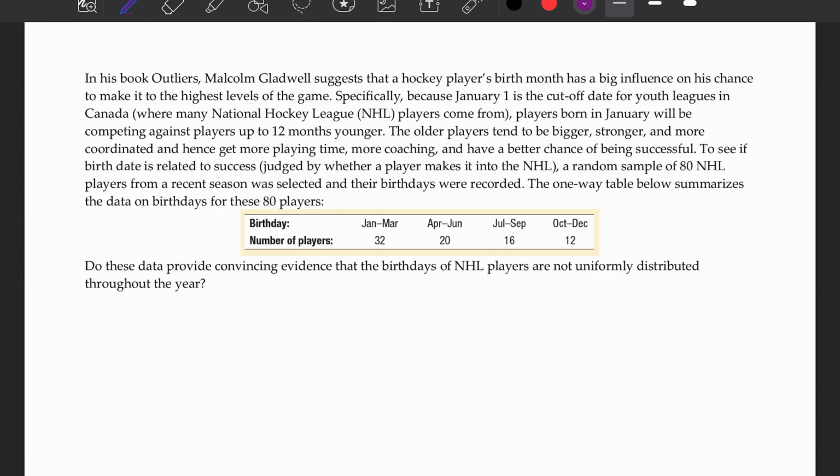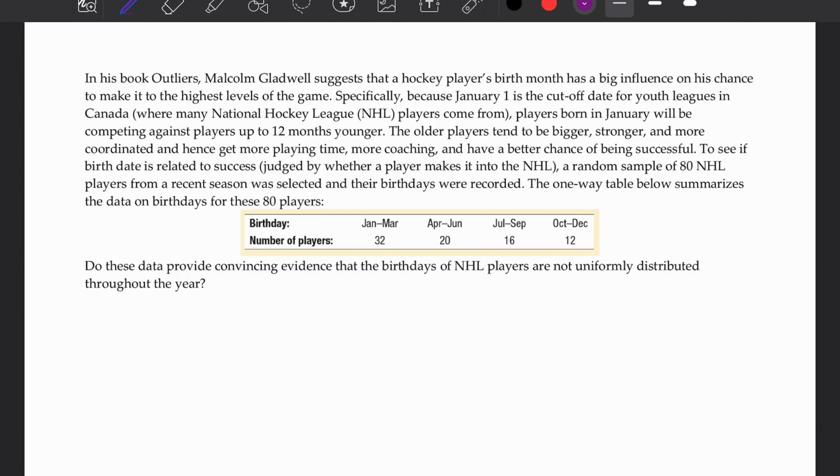In his book Outliers, Malcolm Gladwell suggests that a hockey player's birth month has a big influence on his chance to make it to the highest level of the game, specifically because March 1st is the cutoff date for youth leagues in Canada, where a lot of NHL players come from. Players born in January will be competing against players up to 12 months younger. This is actually a big deal in a lot of youth sports. The cutoff dates, people game it. It's really interesting. Look into it. Anyways, the older players tend to be bigger, stronger, and more coordinated, and hence get more playing time, more coaching, and often have a better chance of being successful.